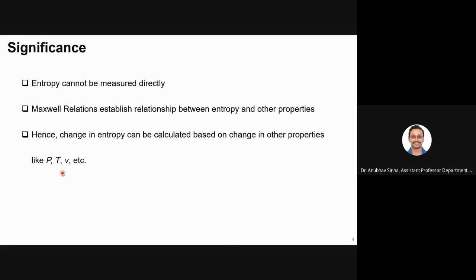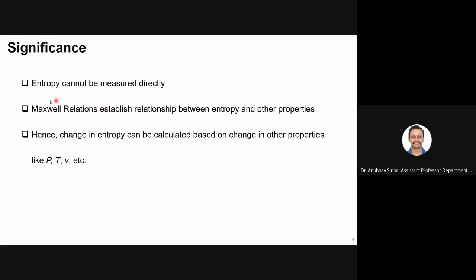So what is the significance, or why are Maxwell's relations so important in thermodynamics? As we know, entropy we cannot measure directly. Basically we calculate entropy based on measurement of other properties. So we measure other properties and using that we calculate entropy. Maxwell's relations help us to establish a relationship between entropy and other properties. So that is what is being used when you see entropy tables or when we talk about delta S.